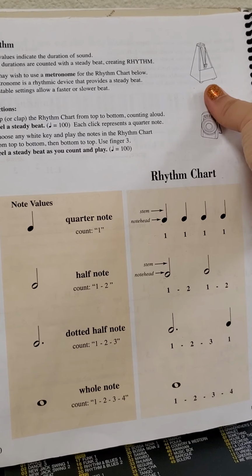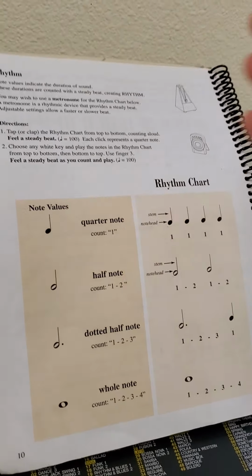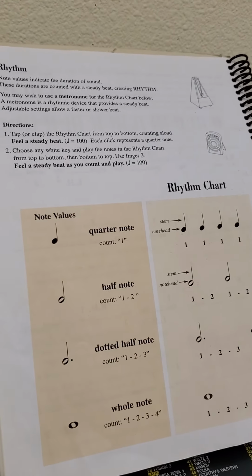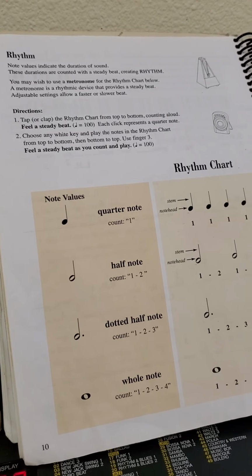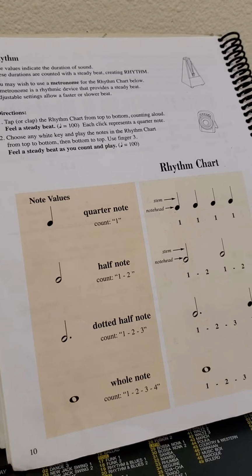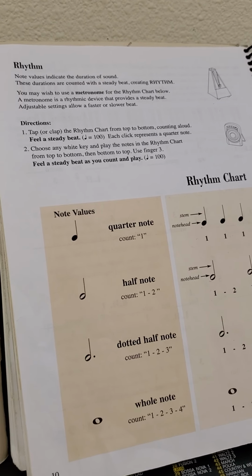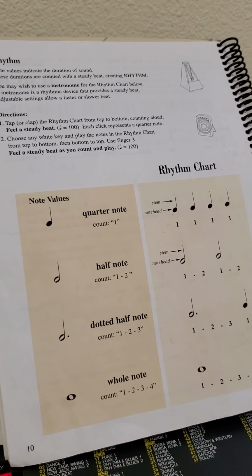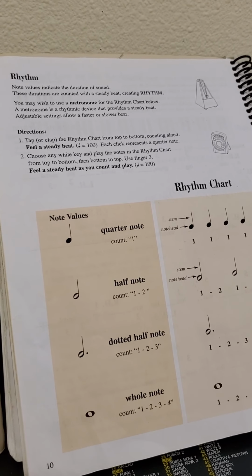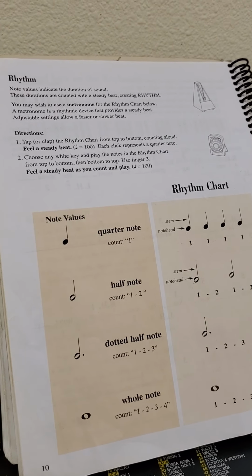I have this one on my piano at home, but there's plenty of apps on your phone now and on Google. Like Google has a metronome if you just type in Google metronome and it will pop up. A metronome is a really great tool for us to keep a steady beat. And from there, we can do so many different types of rhythms, and that's how we create rhythms.